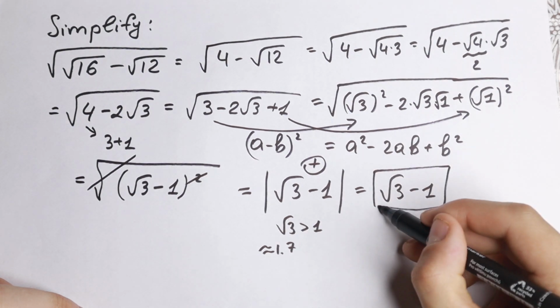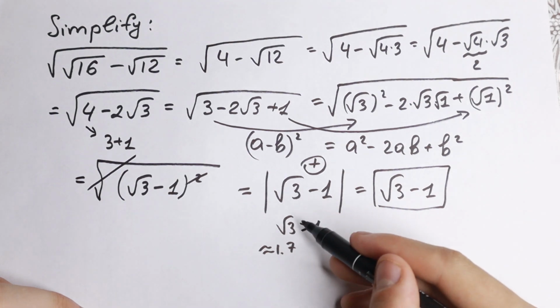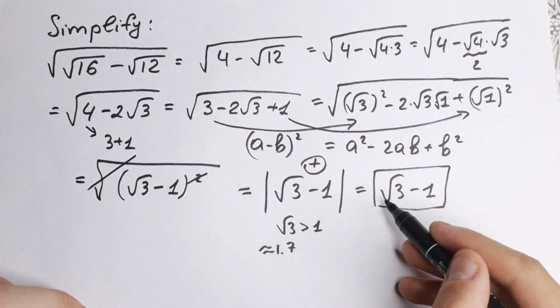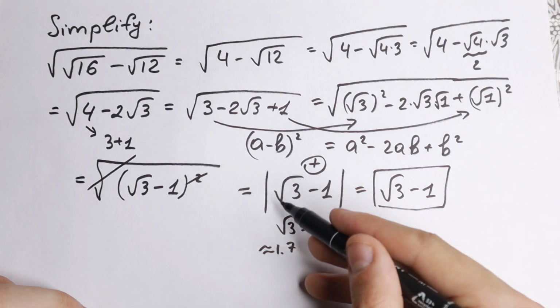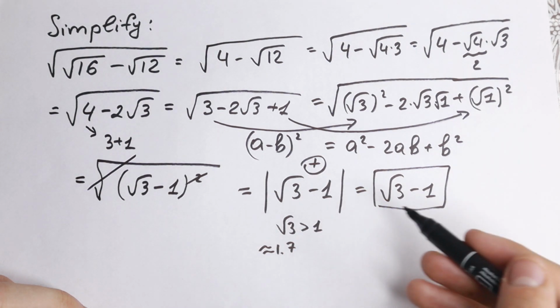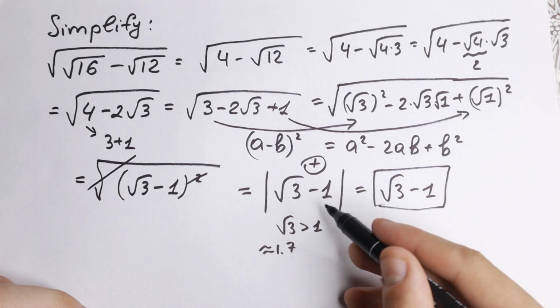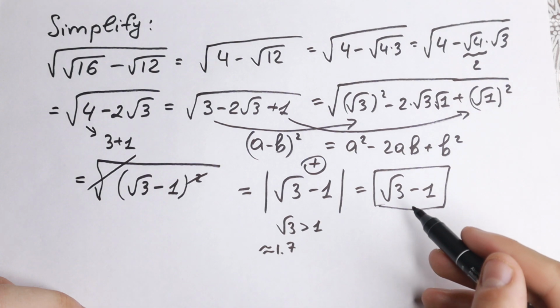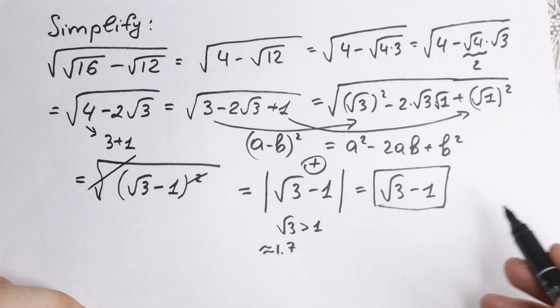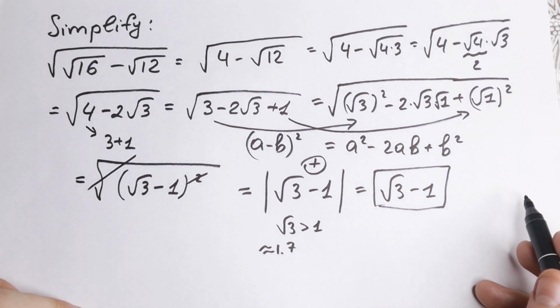This is our answer. But, for example, if you have 1 minus square root of 3, you need to check this, you need to write absolute value, and the answer will be completely another. So absolute value is really interesting moment, and it's really important moment. But if you're talking about answer, square root of 3 minus 1, this is our answer.